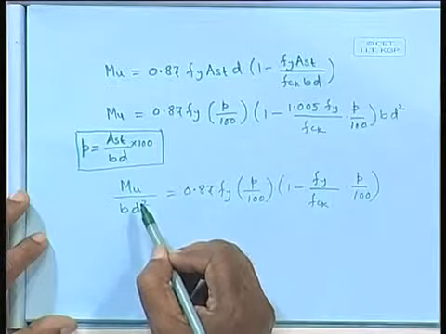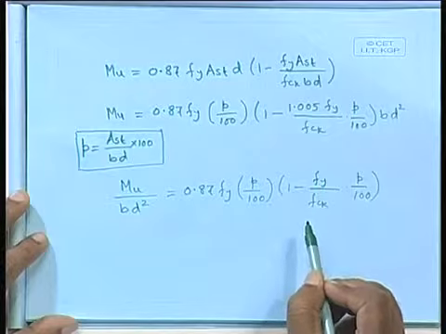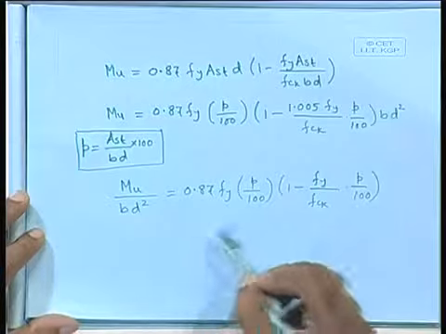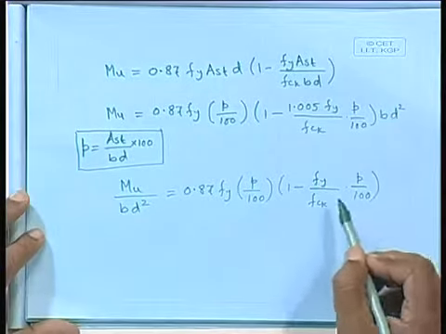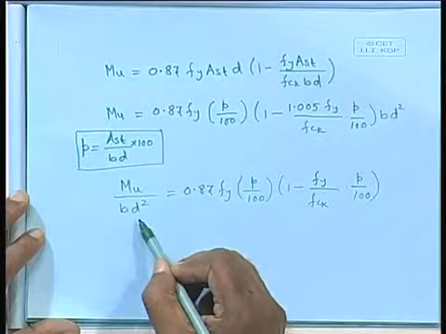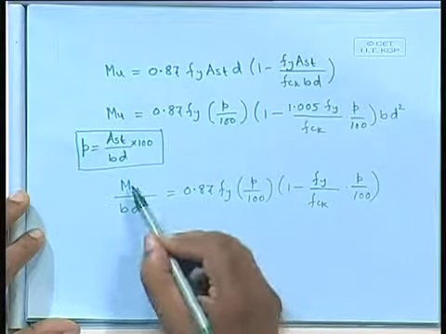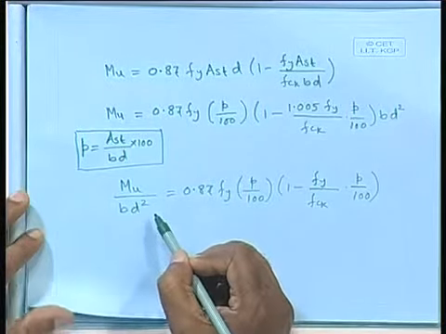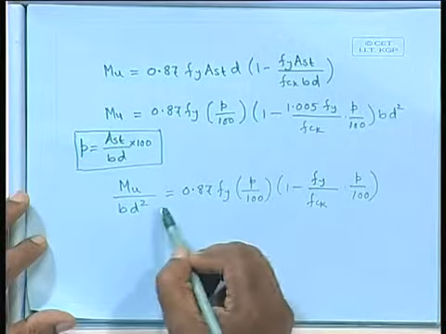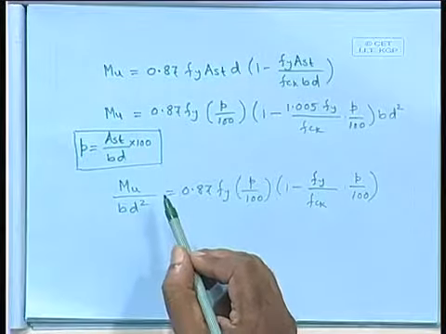that Mu by Bd square, where we do not need the section size, we can get one value. That means one can plot it also, for different P also. So, we can get Mu by Bd square for different percentage of steel, and we can plot it. And from here, if we know this value, then multiply by Bd square, we can get the corresponding moment of resistance.